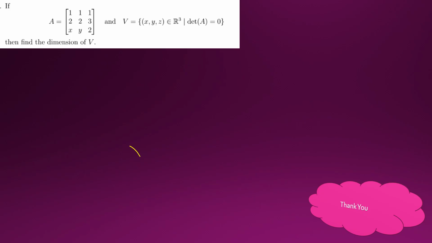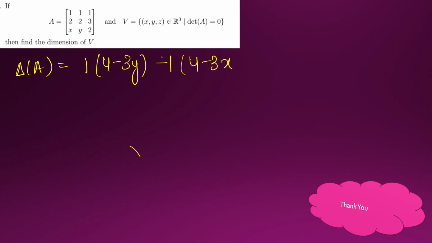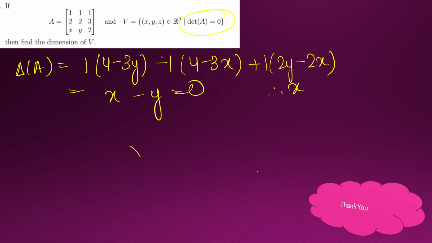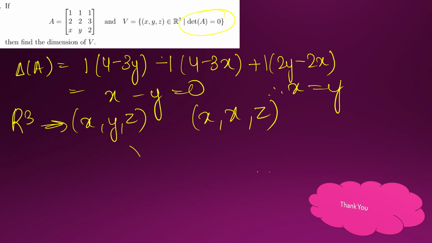Now let's see. When you calculate the determinant of A, let's calculate it. So 1 into (4 minus 3y) plus minus 1 into (4 minus 3x) plus 1 into (2y minus 2x). So when you solve, you'll get x minus y. Now here we are saying determinant of A is equal to 0. Therefore, your x is equal to y. Now, in R cube, (x, y, z). Here we say x is equal to y, so (x, x, z).